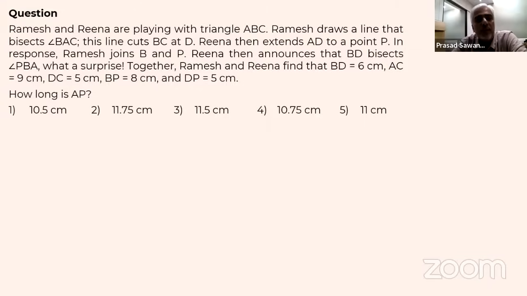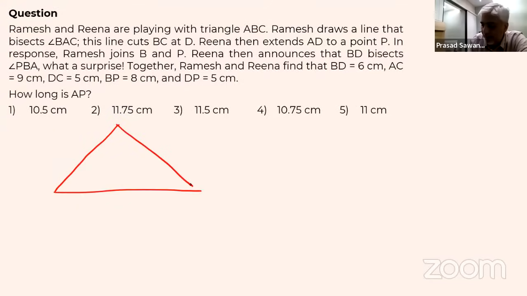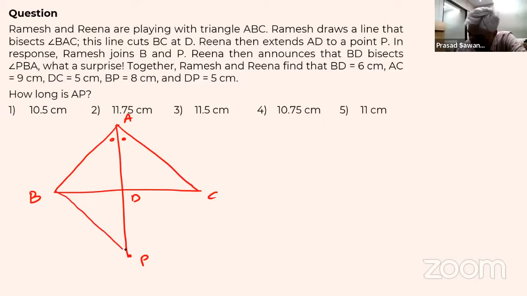Ramesh and Reena are playing with the triangle ABC. Ramesh draws a line that bisects angle BAC. This line cuts BC at D. So let's just draw a diagram. There's a triangle ABC and angle BAC is bisected, cutting BC at D. Reena then extends AD, which I've already done, to a point P. So this is point P. In response, Ramesh joins B and P.